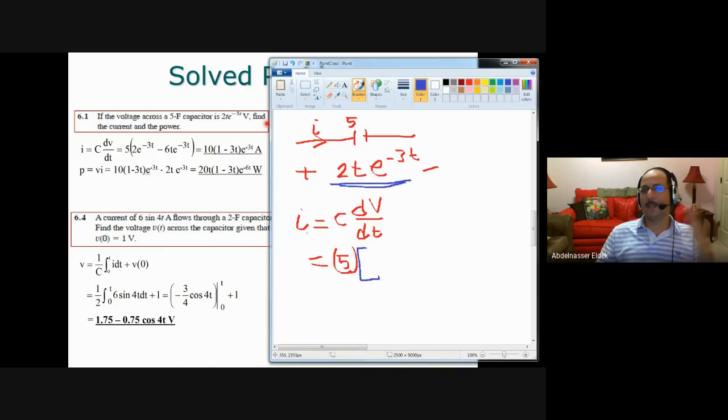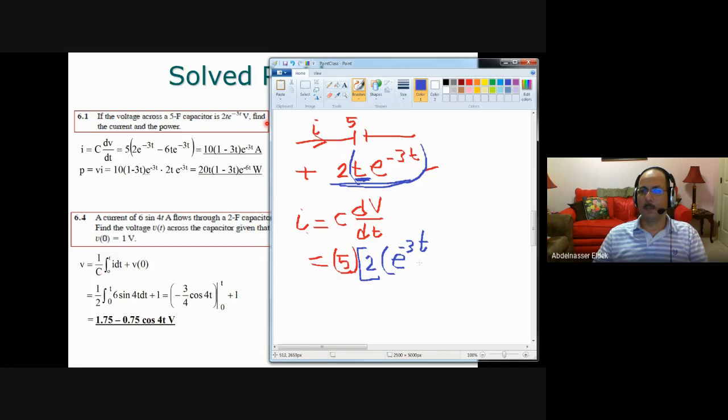When you differentiate, this is actually a multiplication. Then you can take 2 outside, or you can leave it outside here. Then differentiate this part, which is two functions: t times e to the power of negative 3t. You differentiate the first one, multiplied by the second one, and then differentiate the second one and multiply it by the first one. When you differentiate t, it is 1, so it will be e to the power of negative 3t.